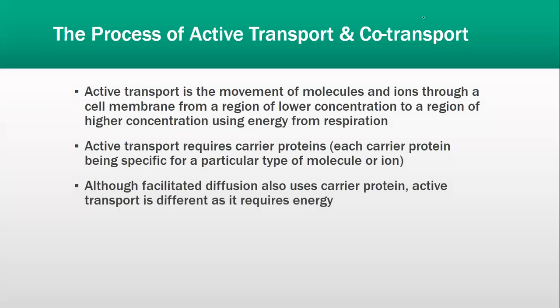Active transport is the movement of molecules and ions through a cell membrane from a region of lower concentration to a region of higher concentration using energy from respiration in the form of ATP. Active transport requires carrier proteins, each carrier protein being specific for a particular type of molecule or ion. For example, a specific carrier protein for sodium, a specific one for potassium or calcium.